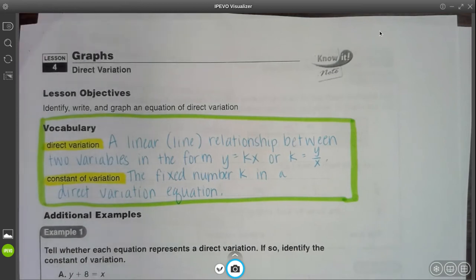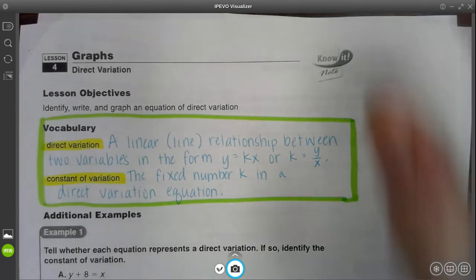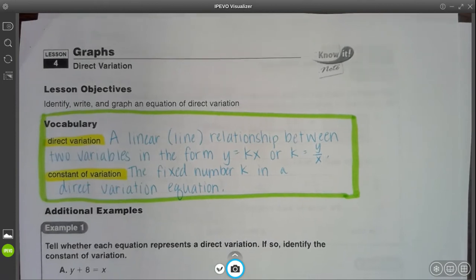All right, hello. This is day one of 5-4, which is about direct variation. This is going to be new, but it's going to be along the same lines as slope. So hopefully we should be able to follow along, especially by day two.